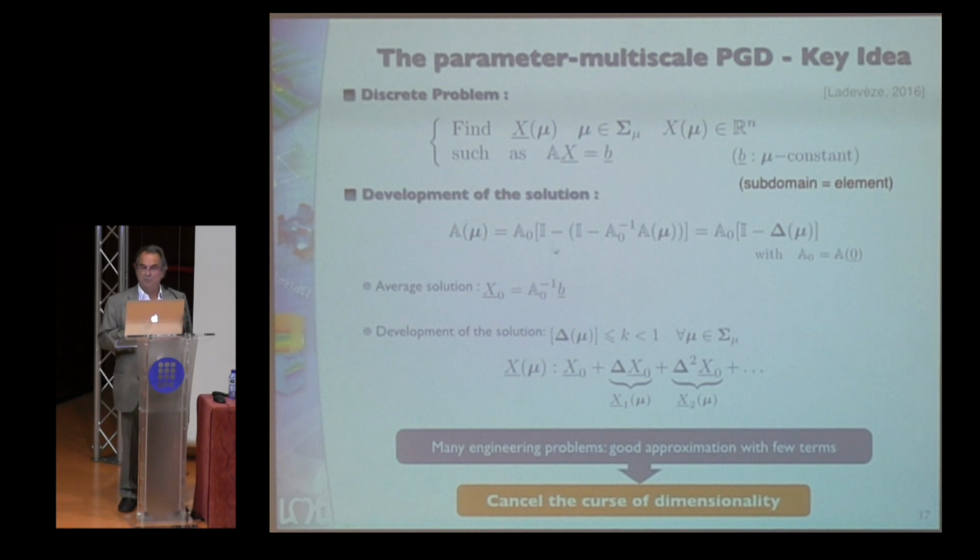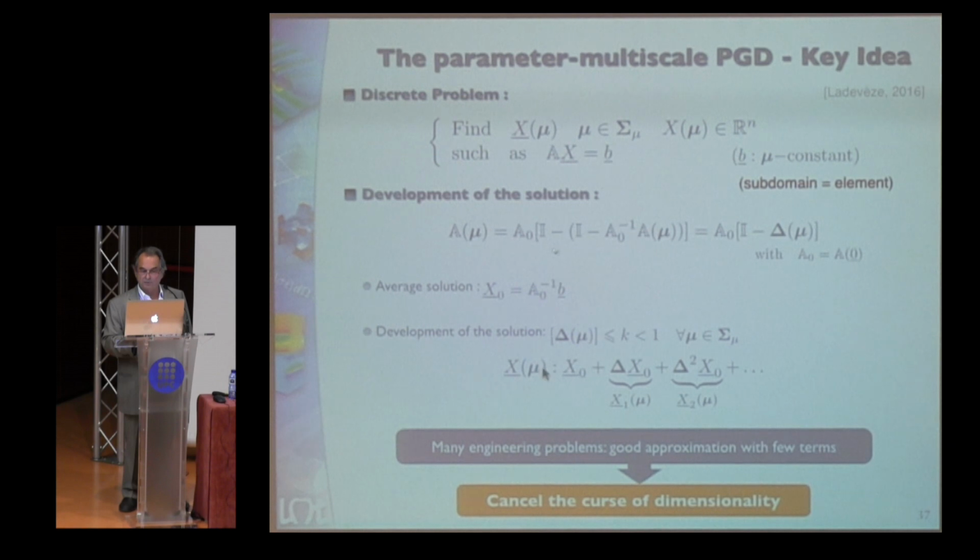So now let me introduce what we propose, the parameter multiscale PGD, and the key idea. The key idea is first to develop the solution around the average solution. The average solution is here. You see here the average operator and B underline the second member. For the sake of simplicity, I have supposed that this second member is constant in mu and also that one subdomain is one element. So the operator is written like that, where delta is a perturbation operator which depends on the parameter. So we develop around this average solution.